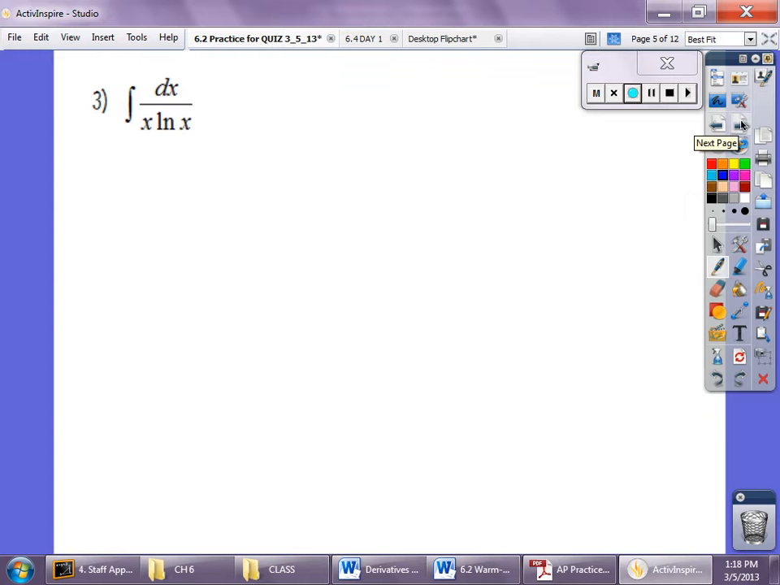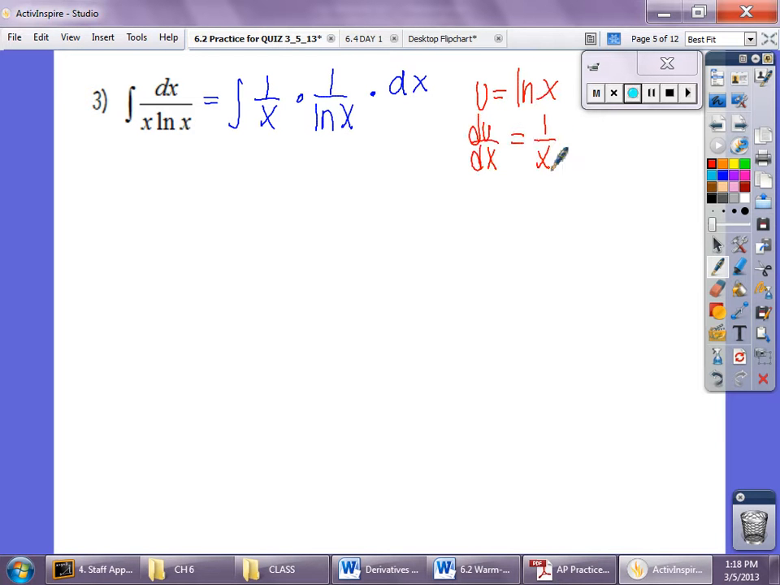Number 3. I'm going to actually rewrite this for you so that you can see it a little bit better. I'm going to rewrite this as 1 over x times 1 over ln of x times dx. And I know that the ln of x's derivative is 1 over x, and this is sitting right here multiplied by my u, or multiplied by the dx, and that tells me that I am doing a correct substitution. So I'm going to multiply by x, I'm going to multiply by dx. That's the substitution I'm going to use.